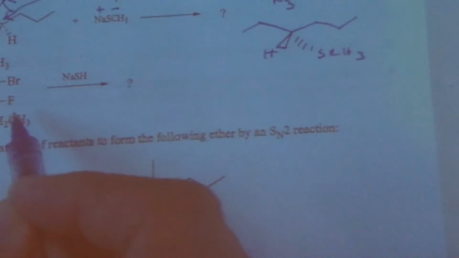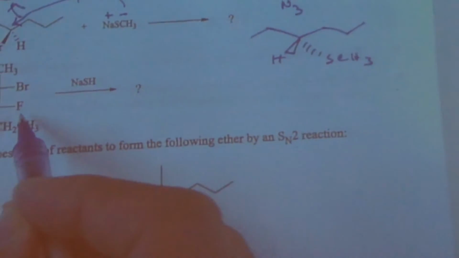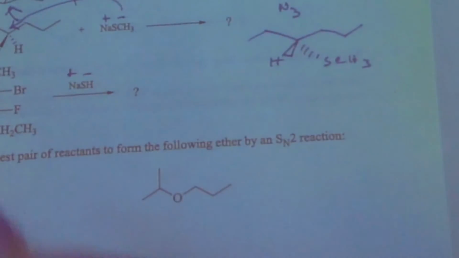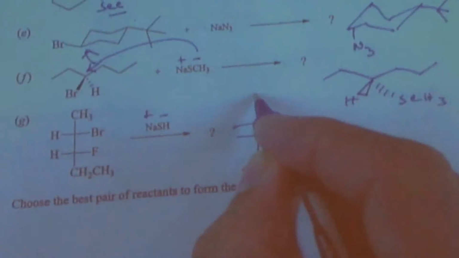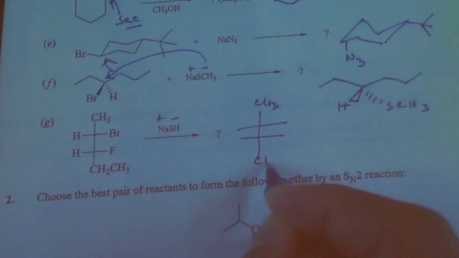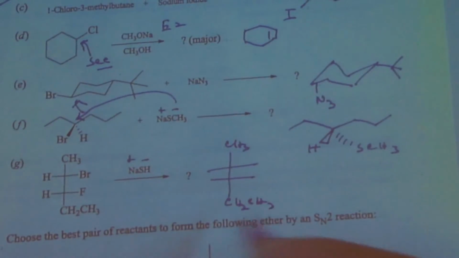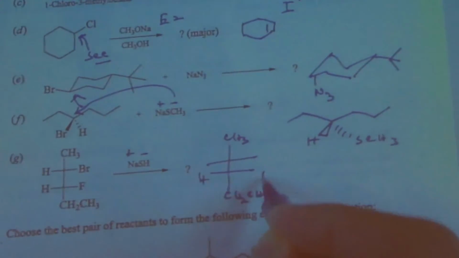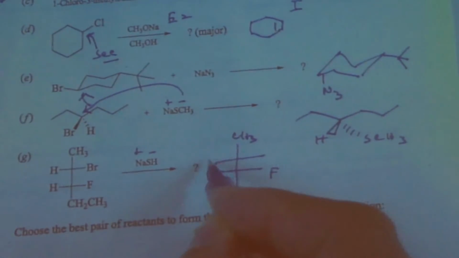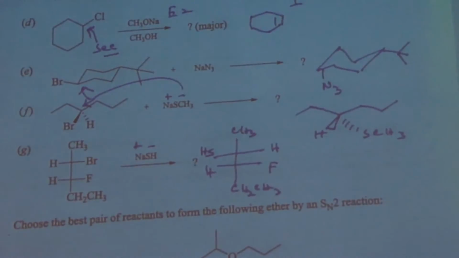Next problem, you have two leaving groups, but Br is far better than fluorine, and therefore the thiol, SH minus, is going to attack this carbon, and that's where the inversion of configuration will happen. So in the Fischer projection, this one remains intact, the F, and the SH will come here, and hydrogen will go there. Right?